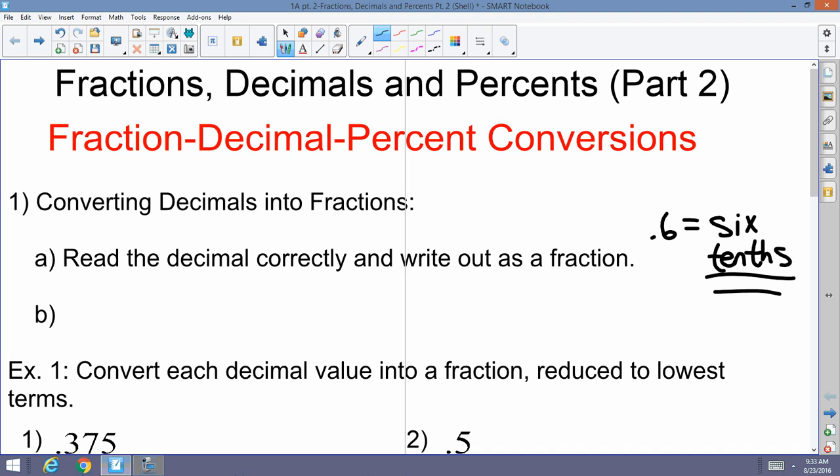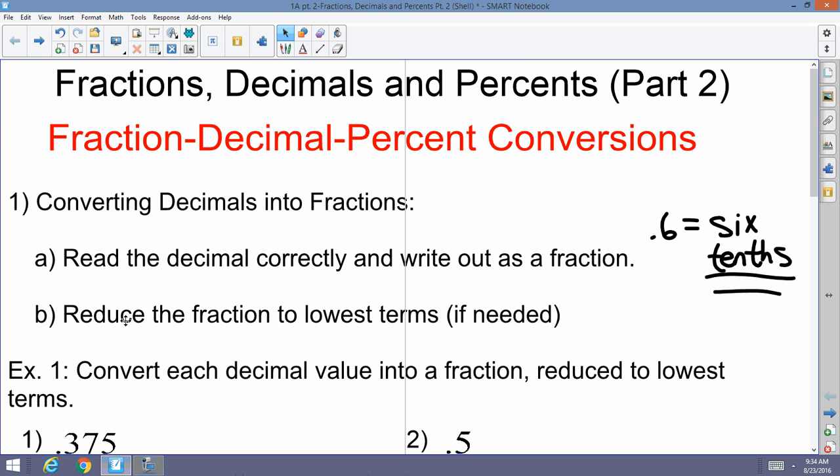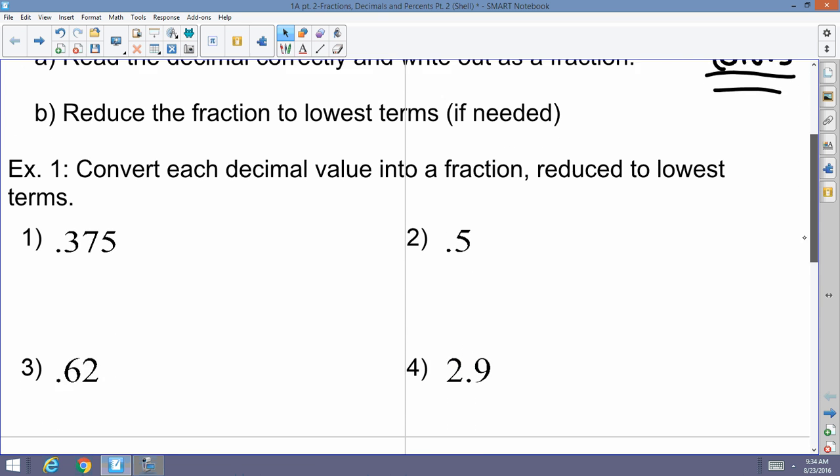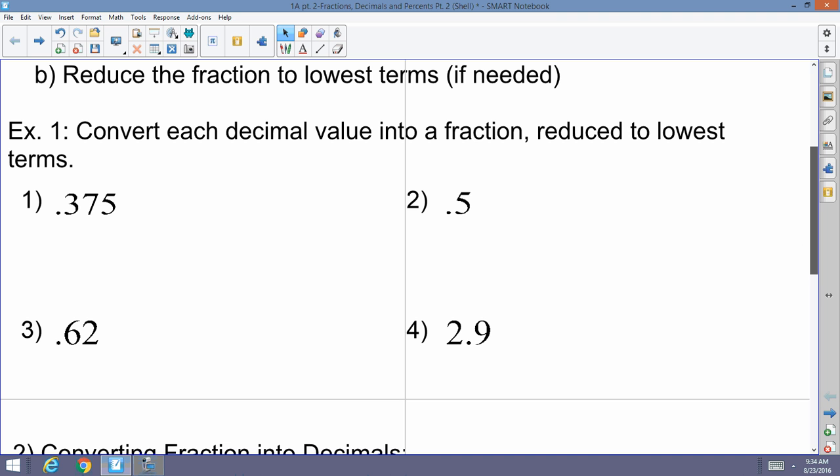And remember, we learned this yesterday in part 1 of the fractions, decimals, and percents lesson. We said that you read the number as if there were no decimal, and you end the number with the place value that the last digit stands in. So you read the decimal correctly and write it out as a fraction, and then you go ahead and reduce the fraction to lowest terms if needed. So let's see how this works. Let's convert each decimal value into a fraction and, of course, reduce to the lowest terms if needed.